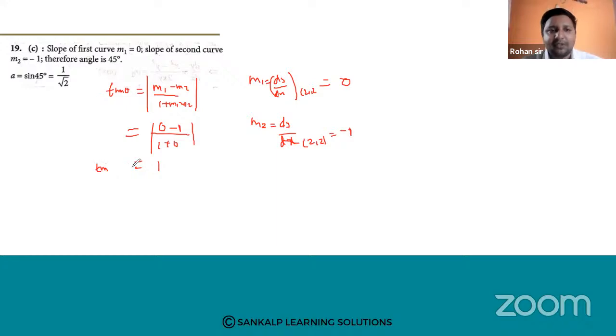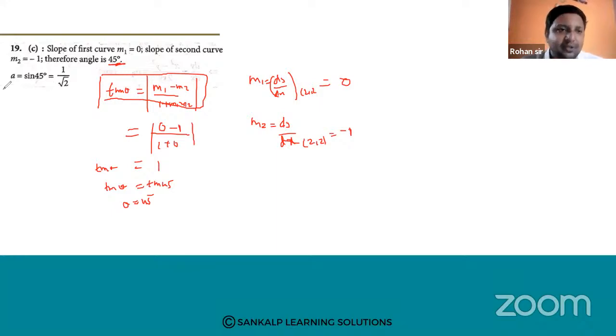So tan theta is equal to 1, or tan 45 is equal to 1. So theta will be equal to 45. We have got this, and they have done it directly. Here you have to make use of the angle between two lines formula. The angle between the tangents will be equal to 45.